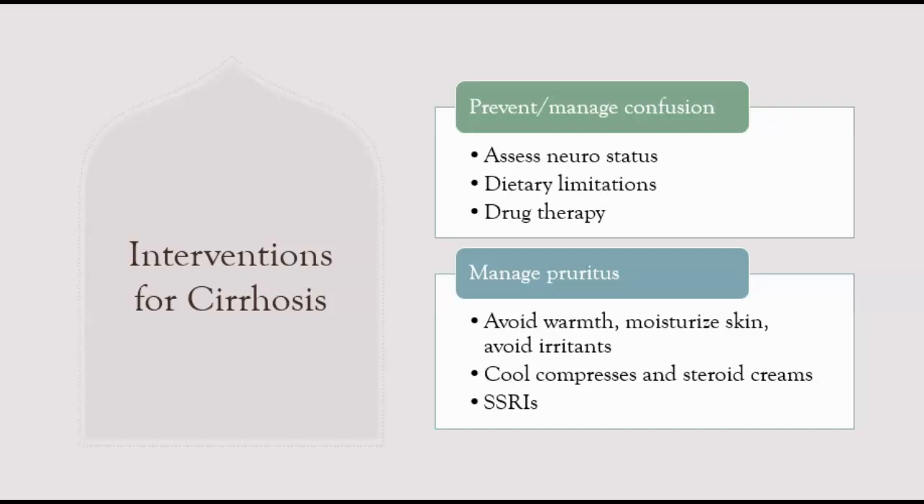Dietary limitations. Normally, a patient with cirrhosis will be on a high carb, moderate fat, high protein diet, but if they have a high ammonia level, they want to be on a moderate protein, not a high protein diet, moderate protein and fat, and simple carbs, because protein breakdown causes an increase in ammonia production. So we want to limit that protein to avoid increasing the ammonia level.